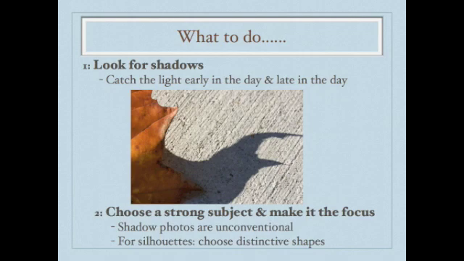Now, the second thing you want to do is you want to make sure you choose a strong subject and actually make it the focus of your image. You know, shadow photography is pretty unconventional. We don't see it all that much, and it can be such an exciting type of photograph. The thing is, though, you want to make sure that you choose distinctive shapes. If it's going to be the subject of the photo, make it distinctive. You're not going to have the luxury of relying on color to carry the image. You're going to have to really choose your subjects carefully.